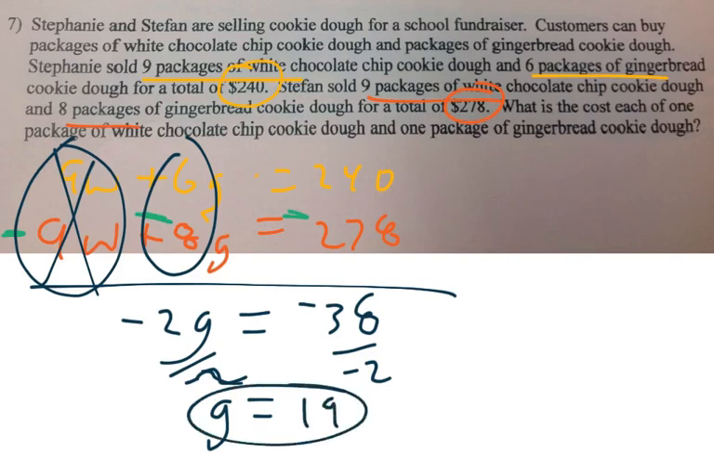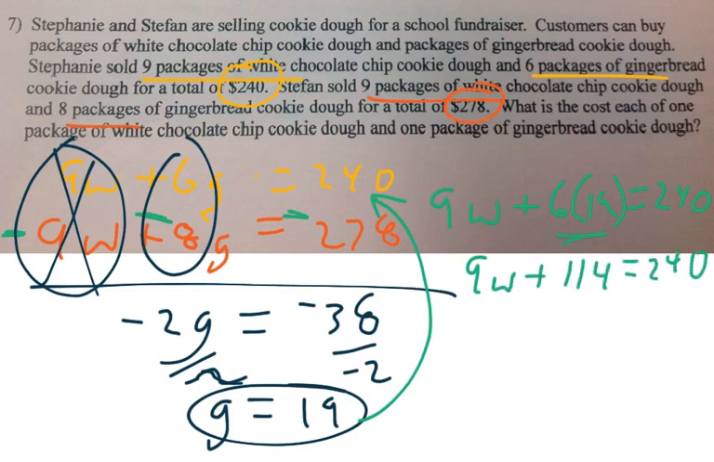Once we divide by negative 2, we know our gingerbread cookies cost $19. Now we just need to plug it in again. I'm just going to use the yellow one like I did in the previous problem. So I'm going to take 19 and put it right in there. I have 9W plus 6, now I know my gingerbreads are $19 a piece, equals 240. I'm going to do 6 times 19 on my calculator. That's 114. So 9W plus 114 equals $240.